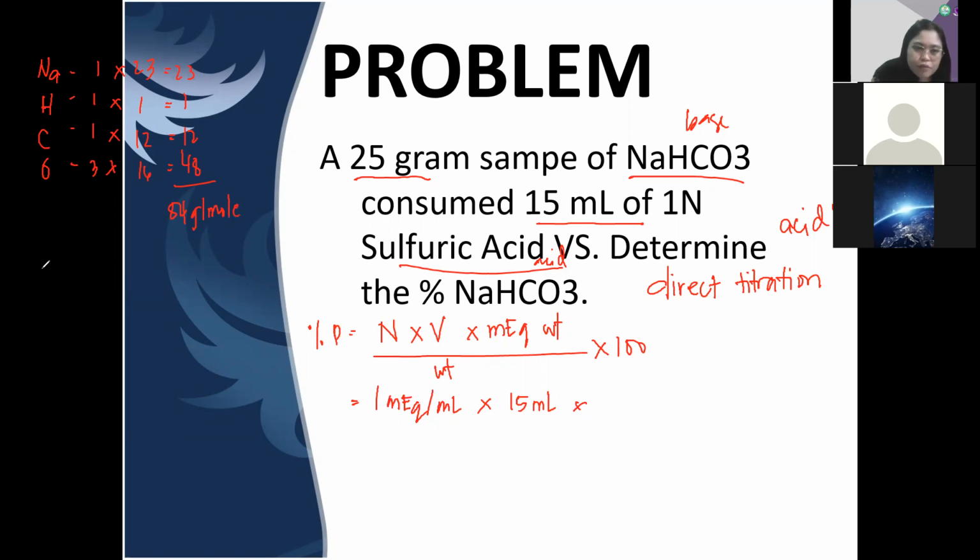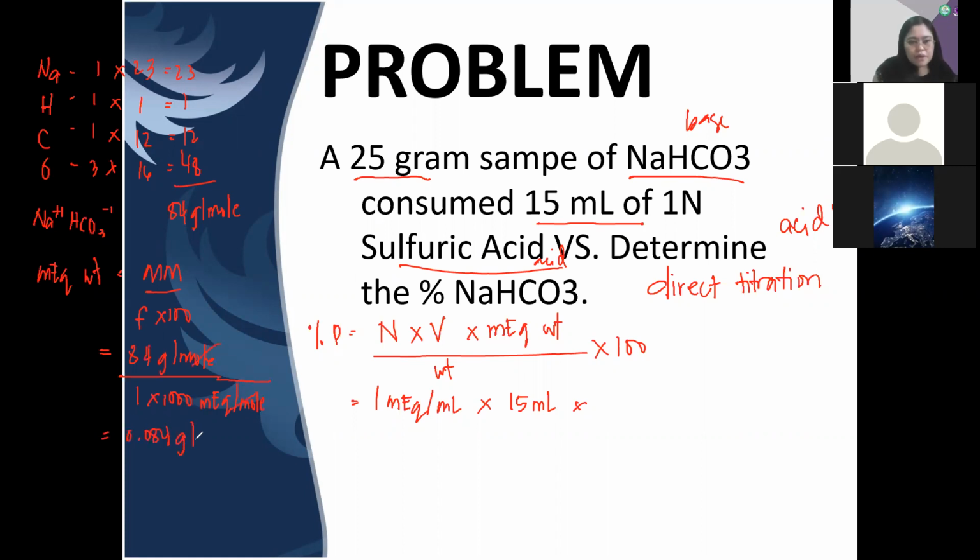And if we're going to compute for the MEQ weight, we need the molar mass or the molecular weight divided by the F times 1,000. So you have here 84 grams per mole divided by the F for sodium bicarb, which is 1. Sodium is positive 1. The whole bicarbonate ion is negative 1. So this is 1 times 1,000 MEQ per mole. So cancel the mole. This is 0.084 grams per MEQ.